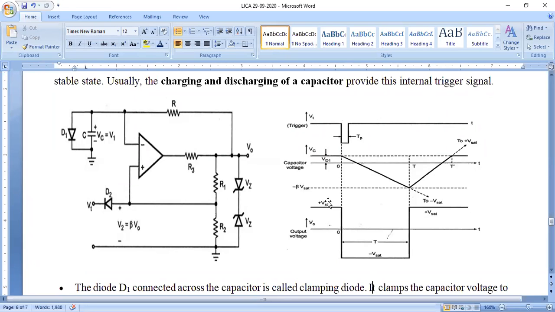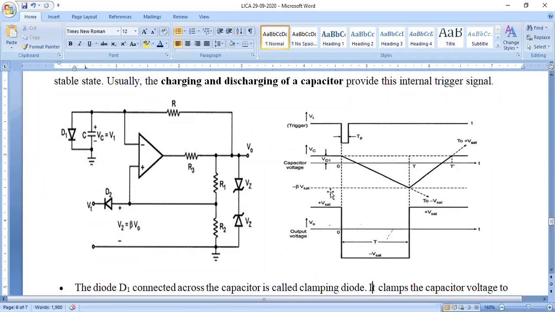Next, the output voltage drops from plus Vsat to minus Vsat. Next, the capacitor, which was charged, starts discharging with respect to a lower threshold value, up to a lower threshold value of minus beta Vsat. This minus beta Vsat is nothing but the lower threshold value.